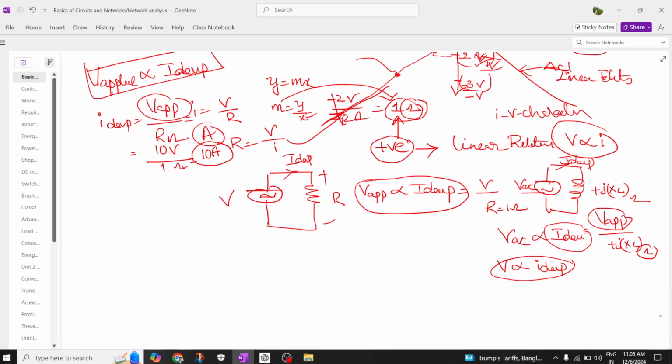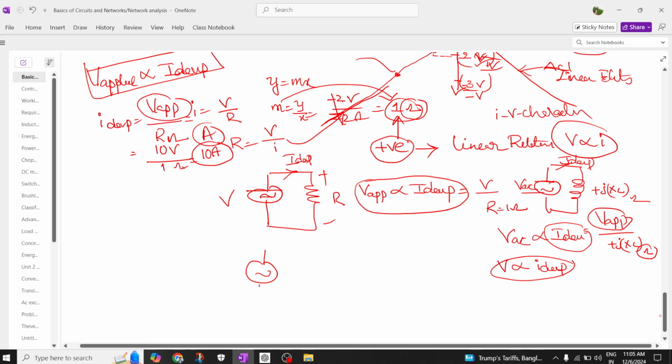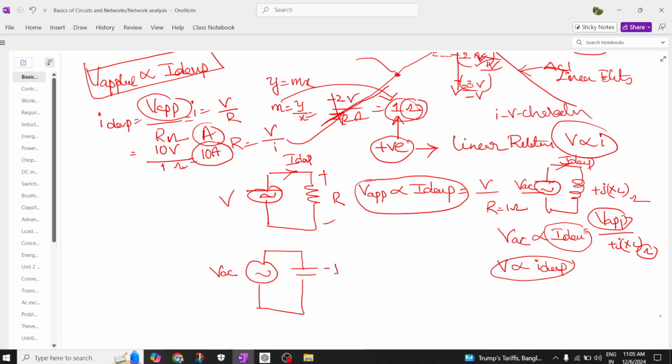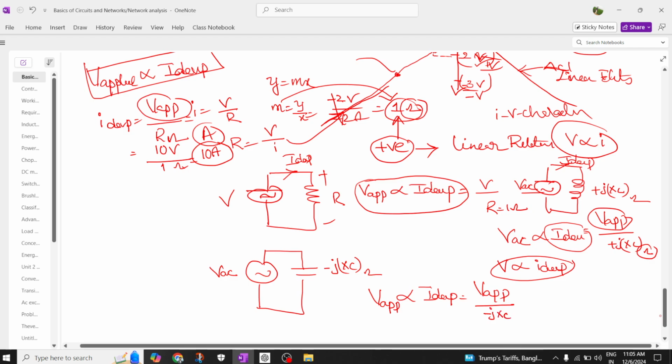Similarly, we are going to have the property for a capacitor also. This is an AC supply and we are going to have a capacitor. So AC voltage is applied and this is a capacitor. When expressed in AC form, this is minus JXC. So voltage we are applying, what is developed? Current is developed. How is the current developed? Applied voltage to the resistance. Here there is no resistance. This we are writing as minus JXC ohms. Therefore, V by R is nothing but the current developed.